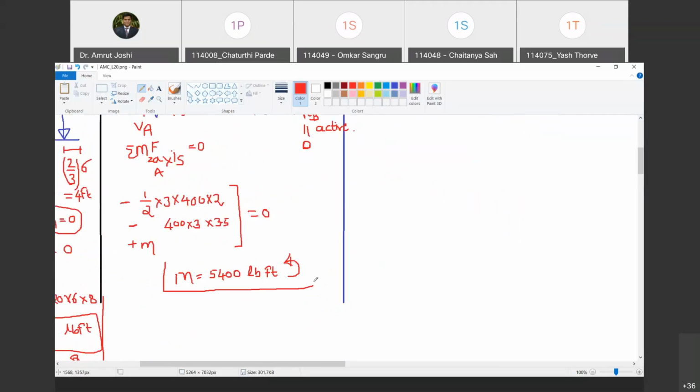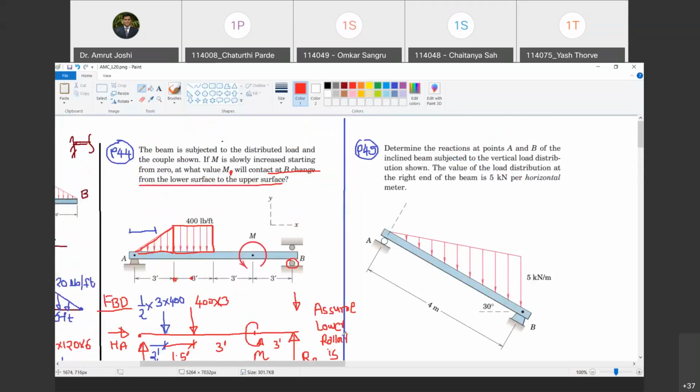Yes, sir. So at this moment, if you slightly increase the moment beyond 5400, the upper roller will come into the picture. If you slightly decrease the moment below 5400, the lower roller will come into the picture to maintain the equilibrium. Are you with me? Yes, sir. So this was a quite tricky problem. The trick was you have to understand that when the contact is being changed from the lower roller to the upper roller, at that time, RB has to vanish. It has to be 0. Are you with me? Yes, sir.